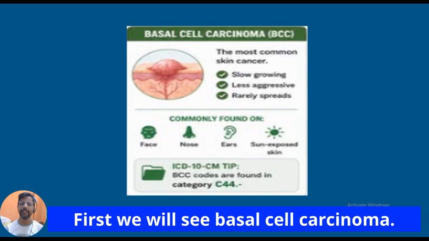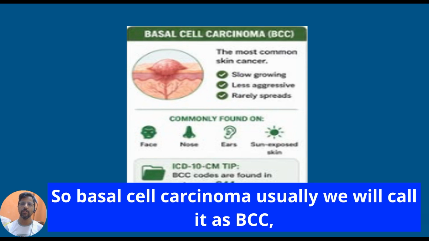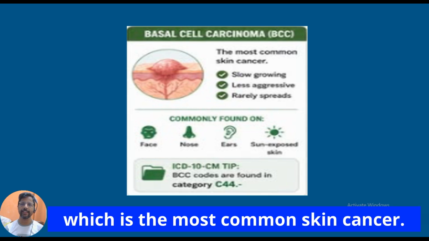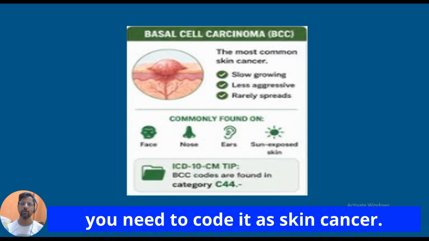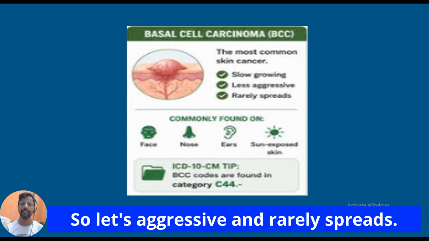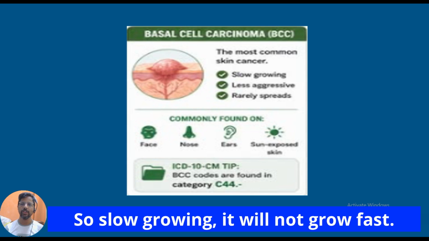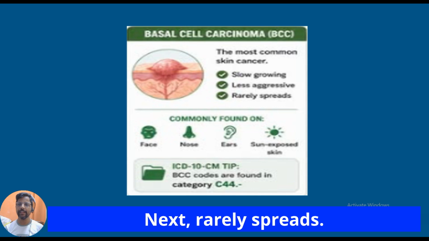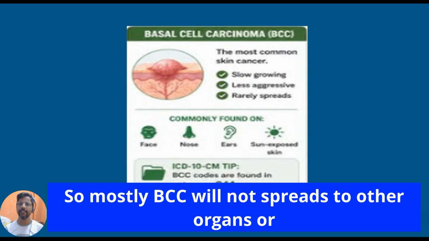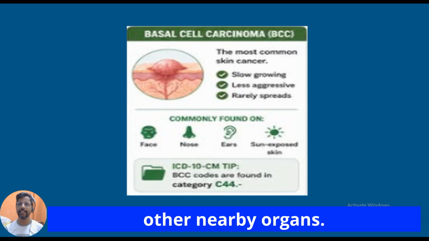First we will see basal cell carcinoma. Basal cell carcinoma, usually called BCC, is the most common skin cancer. What are the characteristics of basal cell carcinoma? It is slow growing, less aggressive, and rarely spreads. It will not grow fast; it will grow, but very slowly. Rarely spreads: mostly BCC will not spread to other or nearby organs.